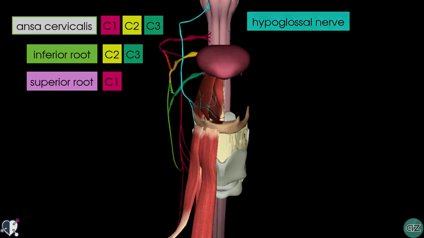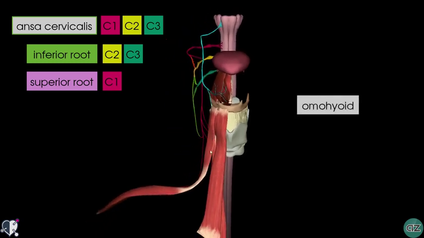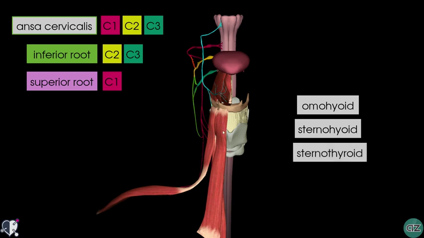Arising from the ansa cervicalis itself are four muscular branches which supply some of the infrahyoid muscles. What you can see here on the model is the omohyoid muscle with its superior belly and inferior belly down here, and superficially here you can see the sternohyoid muscle, which attaches at one end to the sternum and at the other to the hyoid bone.